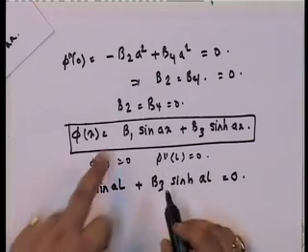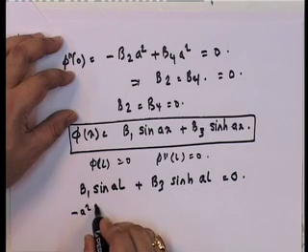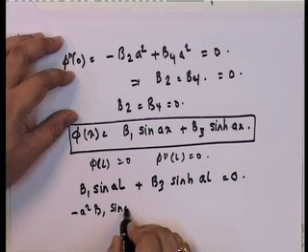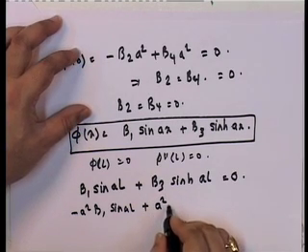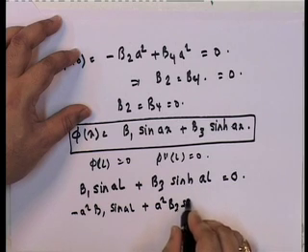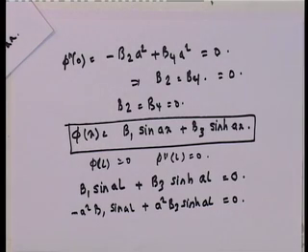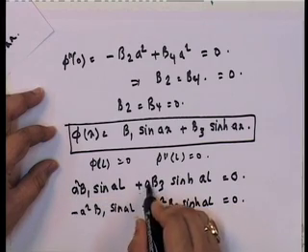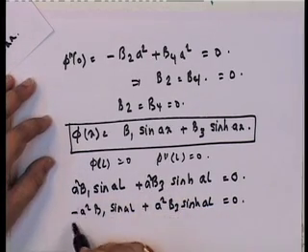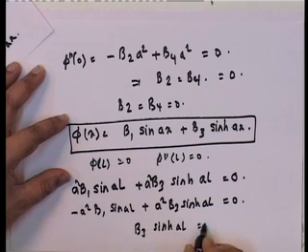Now, note that phi double prime, when I differentiate twice, becomes minus a squared b1 sine AL plus a squared b3 sine hyperbolic AL is equal to 0. Okay? So, this is what we get. If I now add these, the sine AL term disappears, and what I get is that b3 sine hyperbolic AL is equal to 0.